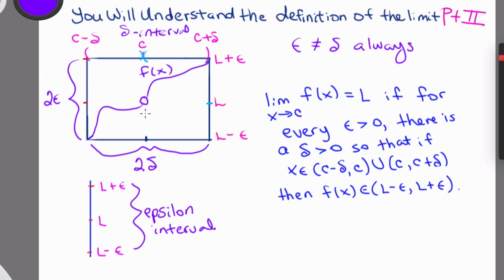Now, more rigorously, our definition says the same thing. For every epsilon, right, for every distance above and below this output of interest, we should be able to find some delta, some distance to the left and or to the right of this value so that the output of that input will be close to whatever this value is. And if it's always close to this value, then this value is the limit. This is the idea of the limit.